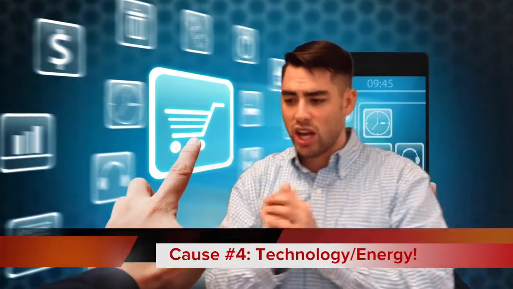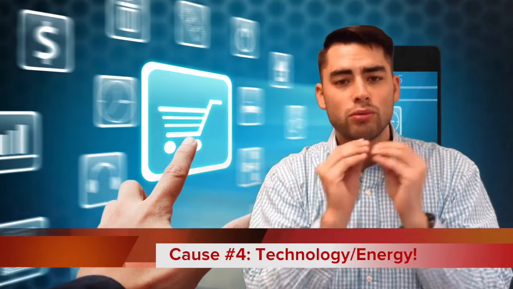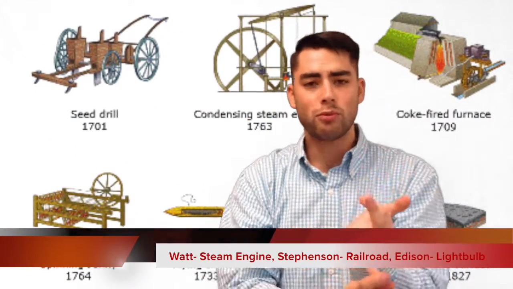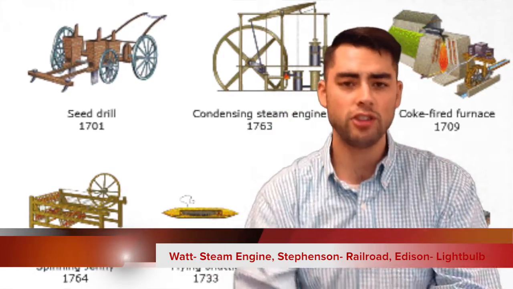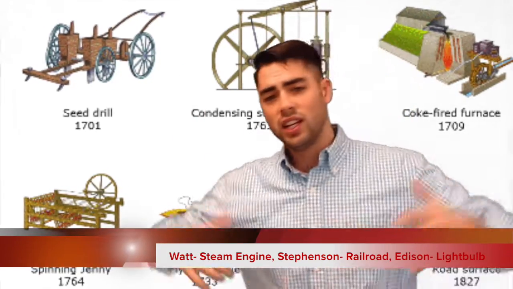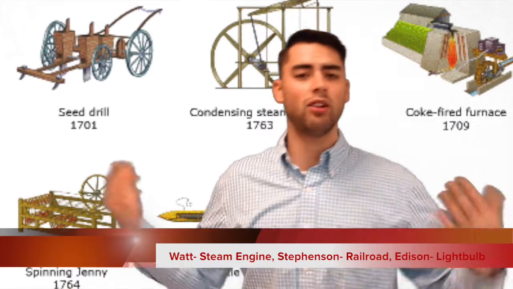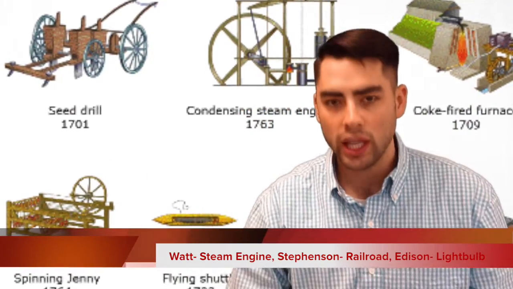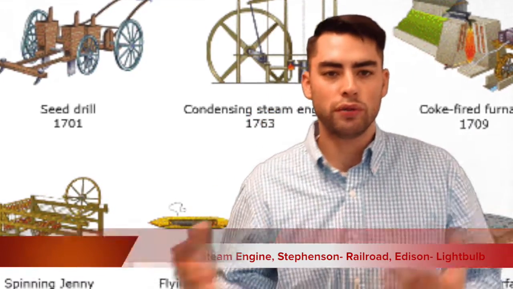Last but not least, we're going to be talking about technology and energy, ladies and gents. Britain experienced a revolution because of the inventions that people created. We had James Watt and his steam engine. We have George Stephenson and the railroads. We have Thomas Edison and the light bulb. These inventions, ladies and gents, will allow Britain as well as other countries to take advantage of what they do for us in humankind.